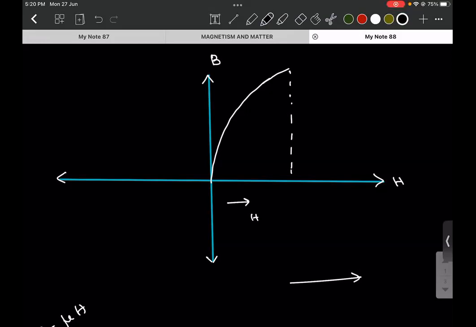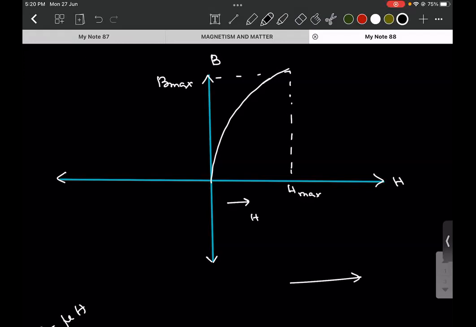So what is the meaning of saturation? Beyond which, whatever is the input you are going to give, the output will be fixed. It is not going to respond anymore. Means that material cannot take any magnetic induction beyond that point. Is that clear? Right. Now the next question.